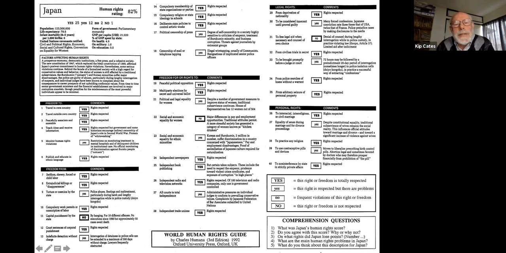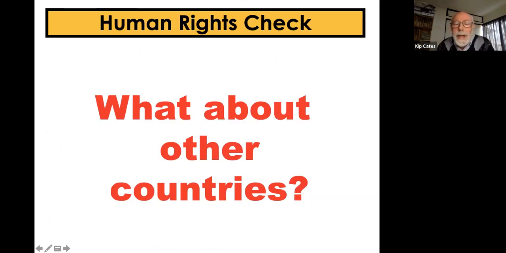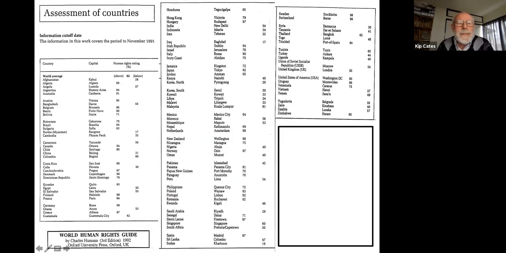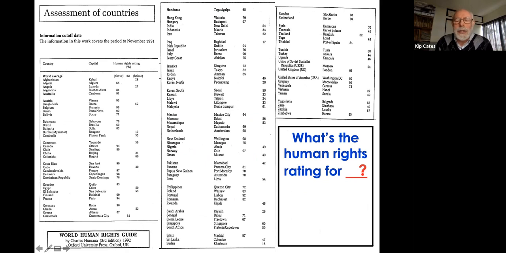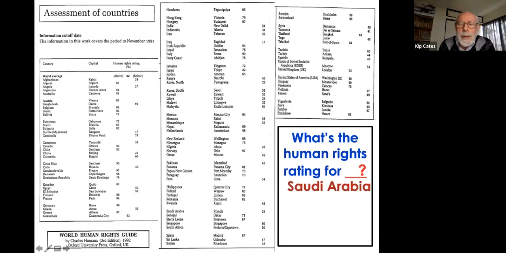If Japan is 82%, what about other countries? Well, I also photocopy his list of rankings for other countries right here. So students are very curious at this point. Here's all these countries, okay, and what is their rank? So we say, what's the human rights rating for example, Saudi Arabia? The countries are listed in alphabetical order. Saudi, Saudi, Saudi. The human rights rating is 29%. Woo, that's low. What about for Thailand? Top right. Thailand, Thailand. Okay, the human rights rating.